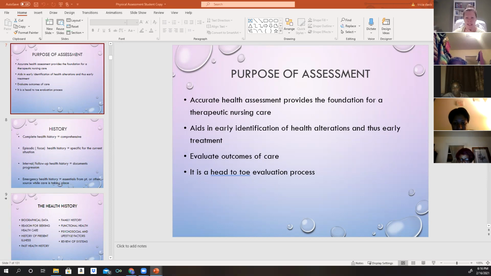It aids in early identification of health alterations and early treatment. You evaluate your outcomes of care, and then it is a head-to-toe evaluation process.